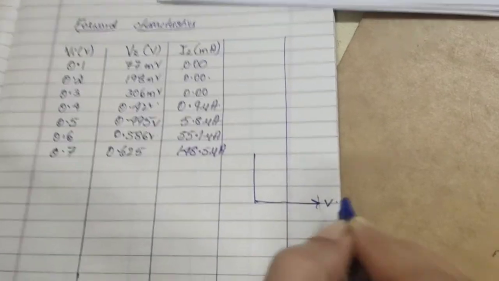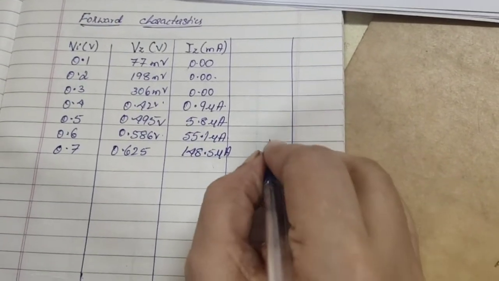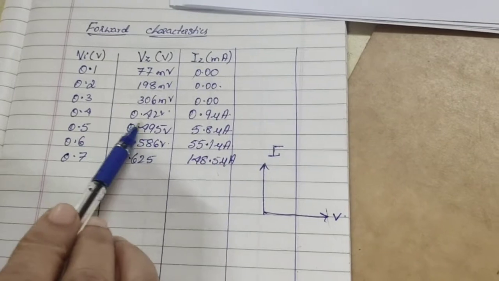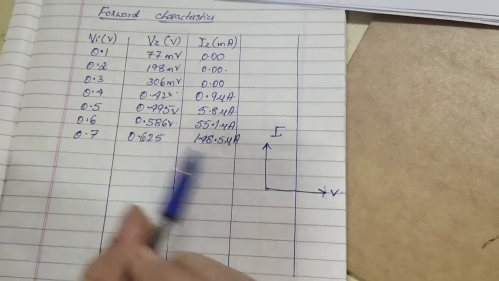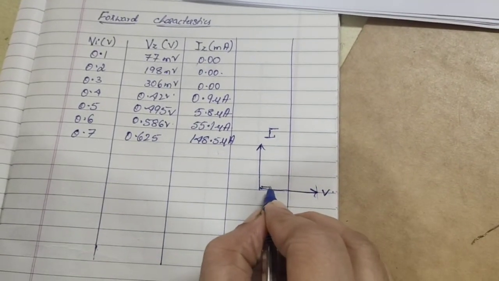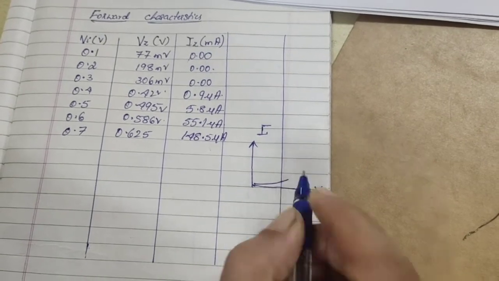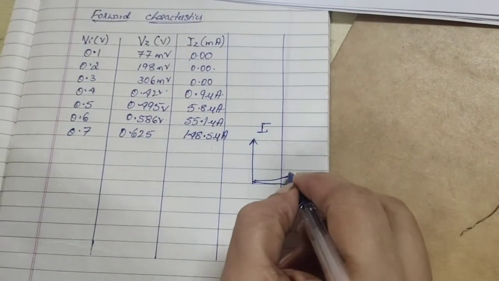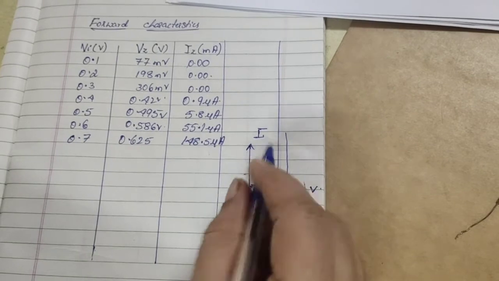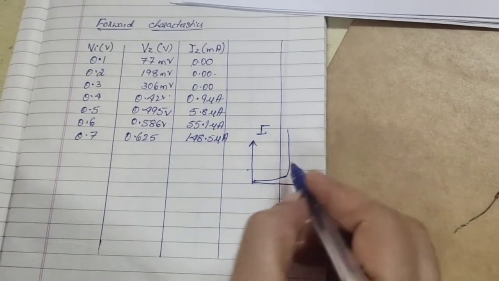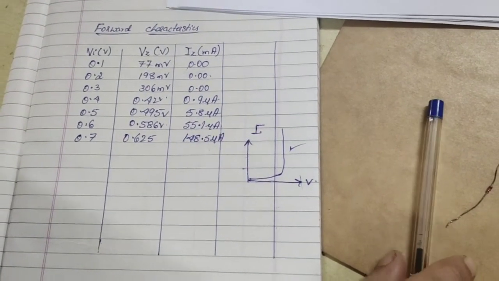Suppose this is V, we have to plot like this, and this is I. If you see the variation over here in volts, it is very small. It may go just like this, but if you see the current variation, it is shooting up, a sudden increment you are observing here. So this is how the forward characteristic should be.